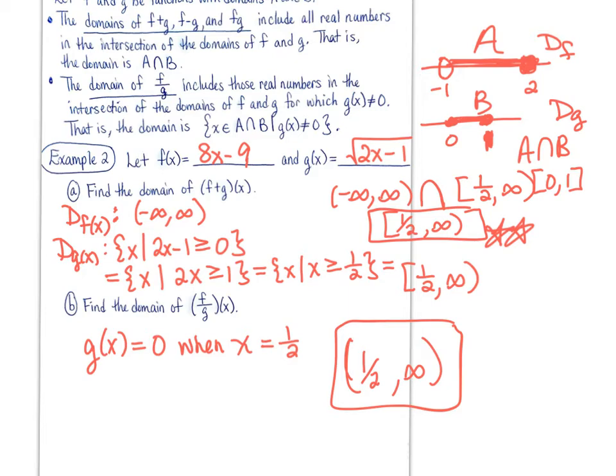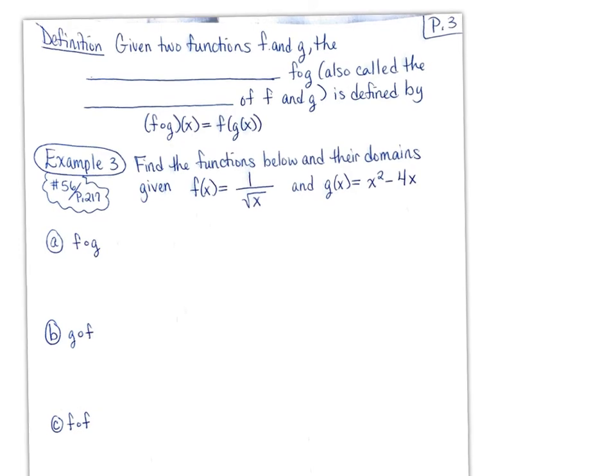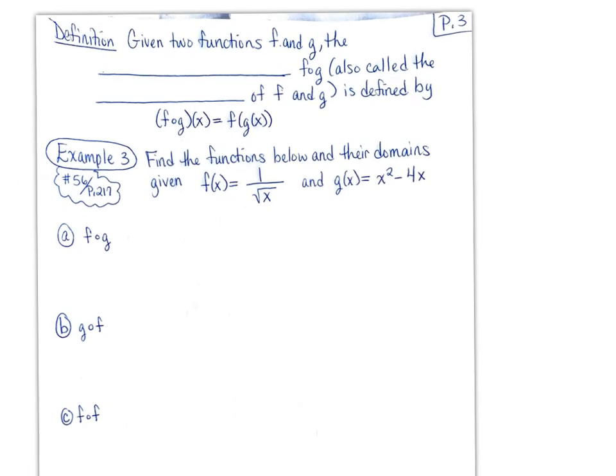Okay? So another type of function that we can create is that of the following. So let's start out with the definition. Given two functions, f and g, the composite function f circle g, also called the composition of f and g, is defined by f circle g of x is equal to f of g of x. This is read as f of g of x.